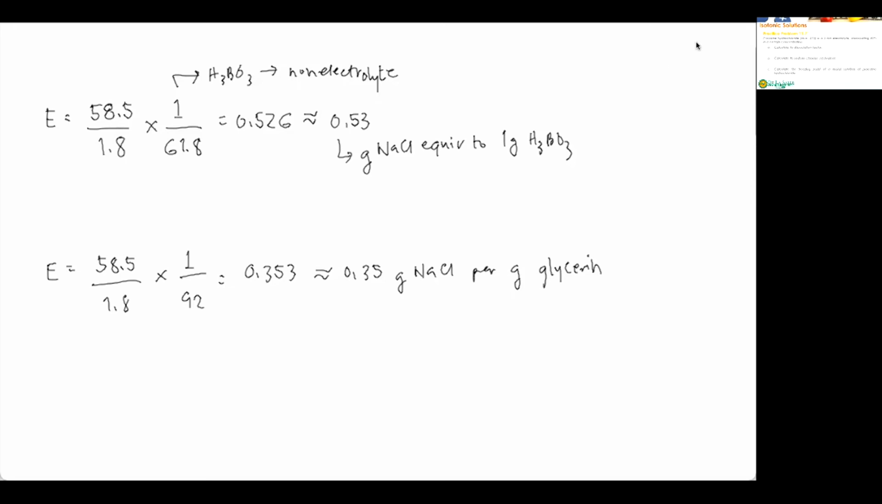Now let's try to answer this problem. Procaine hydrochloride, having a molecular weight of 273, is a 2-ion electrolyte dissociating 80% in a certain concentration. First, calculate its dissociation factor. Second, calculate its sodium chloride equivalent. And third, calculate the freezing point of a molar solution of procaine hydrochloride.